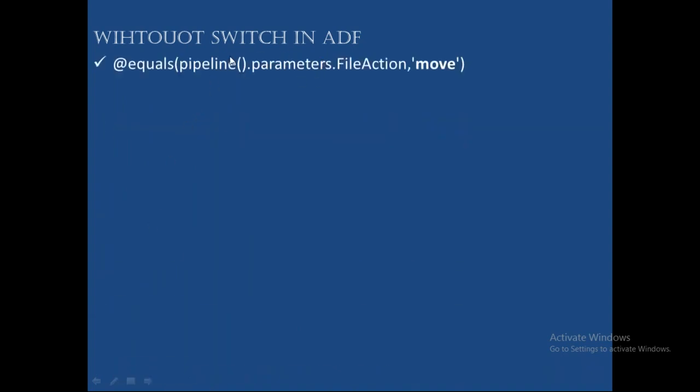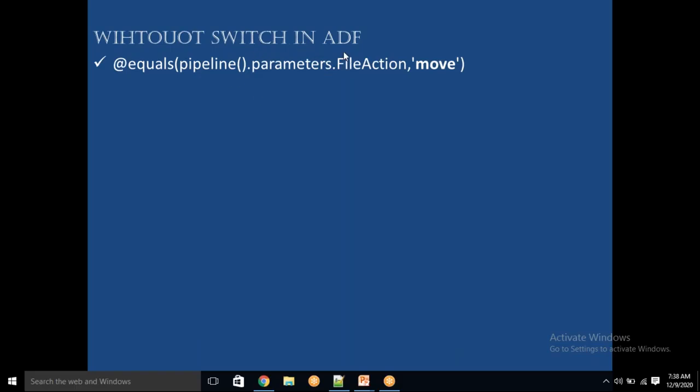Now you see, without a switch in Azure Data Factory, how do we handle this particular requirement? Can you tell me what is meant by this pipeline.parameter.file action? What is this? We have discussed it. It's in the name itself. It's a pipeline parameter. Very good. So what is the parameter name? The parameter name is file action.